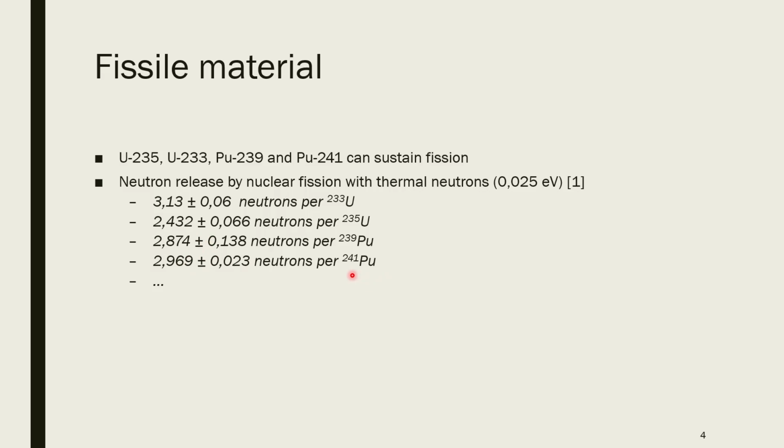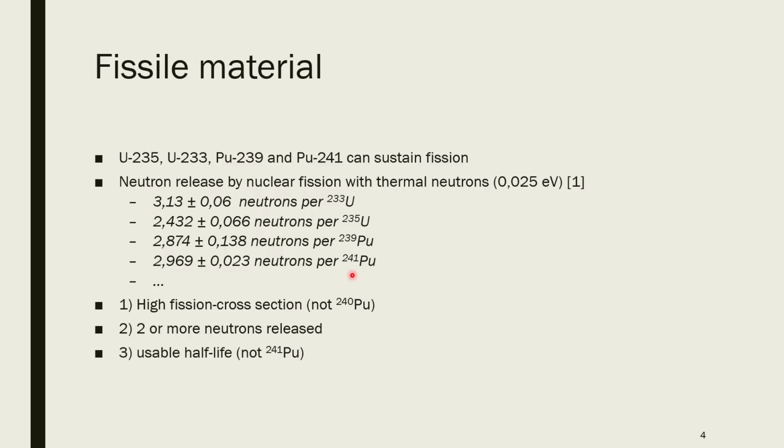In my opinion, plutonium-241 isn't really a good fissile material because first, it needs to have a high fission cross-section, so not plutonium-240 or uranium-238. And in addition to that, it needs to release 2 or more neutrons on average per fission. Of course, you could, in theory, grow the number of neutrons if the neutron release is just greater than 1, but that's not for practical use.